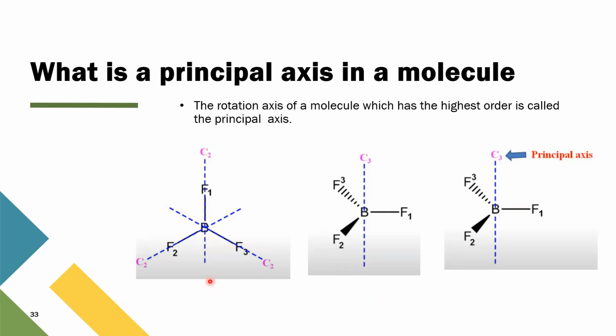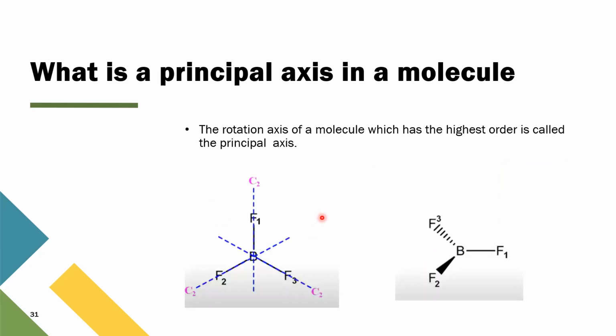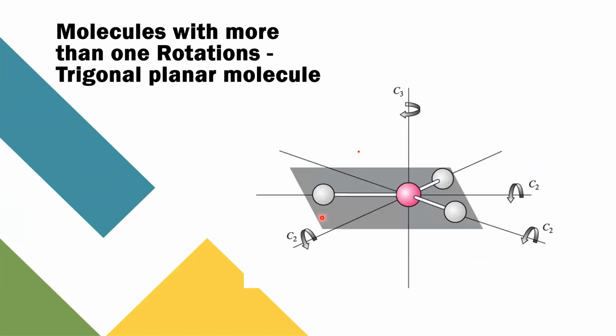When you rotate it once along the BF1 bond, F2 will come onto this side and F3 will be on the other side. Since we have labeled them, we say it like that, but you get the equivalent configuration. C3 is going through only B, madam? Yes, only through B. That is why I showed you the earlier figure.